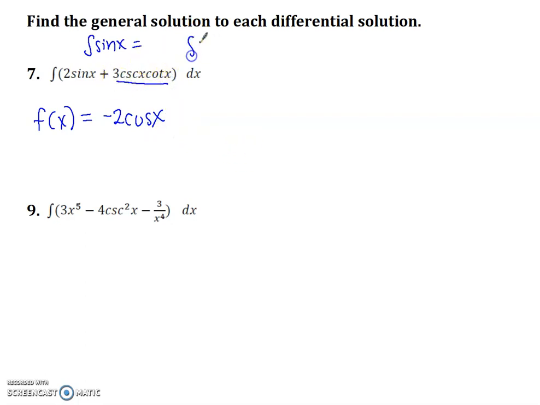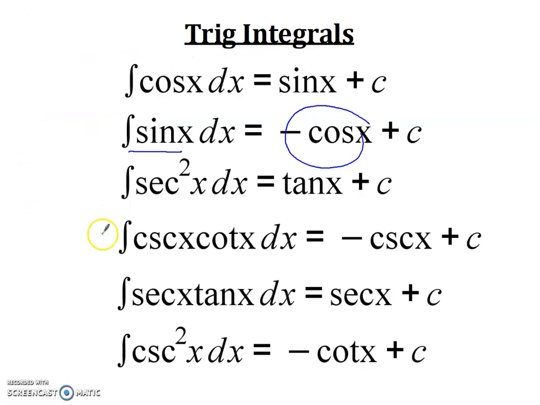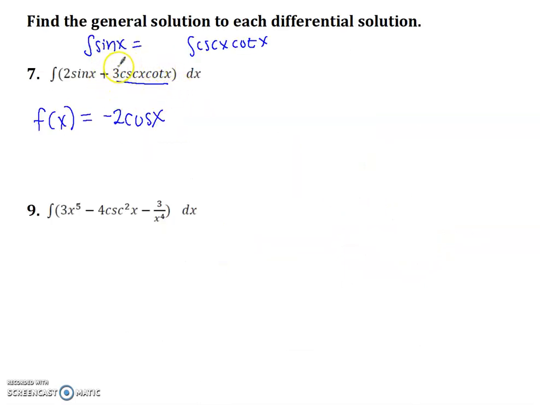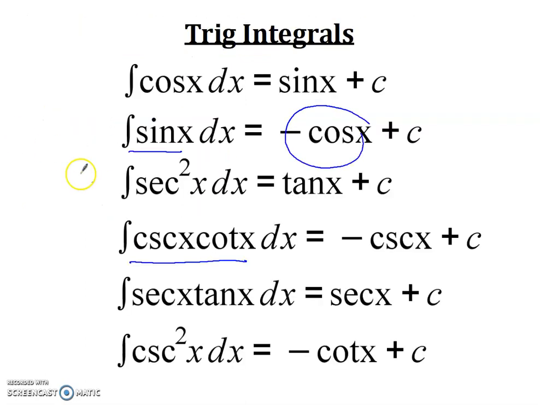Then I'm going to look at this term next. I'm looking for, on that integral sheet, cosecant, cotangent. Here's where I see cosecant, cotangent. That turns into negative cosecant. So this part right here, since there's already a 3 in front, I'm going to leave it, and it's going to turn into a negative 3 cotangent of x. And then I'm going to tack on my plus c still. Okay, and I wrote this part down wrong. This part needs to be negative 3 cosecant of x. Because when I jump back here, the antiderivative of cosecant cotangent is negative cosecant of x.